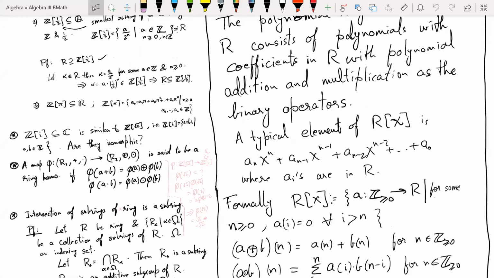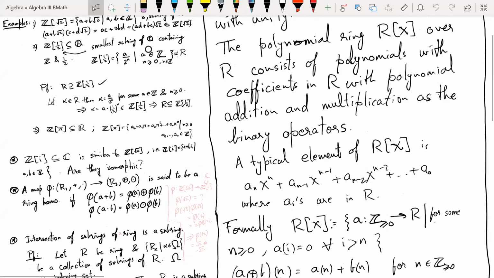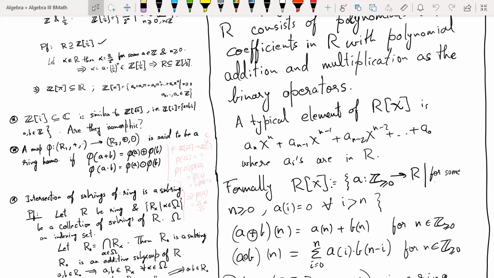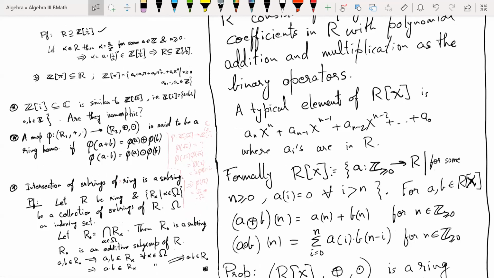So to define addition, R has this plus and dot. Just to make life more complicated, or more crystal clear, depending upon how you want to think about it, we'll change the operation for R[x]. So if you have two elements A and B in the polynomial ring R[x], we define A plus B. We have to define a function from non-negative integers to R, and the definition is precisely this. And A dot B is defined this way.